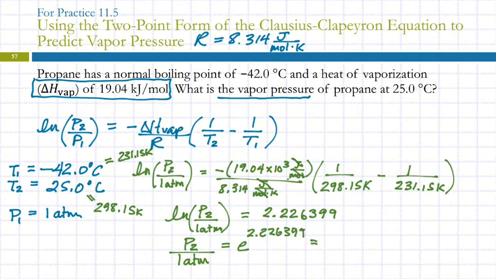E to the x. So this is giving me 9.2664. So now I have P2 over 1 atmosphere is equal to 9.2664. If I multiply both sides by 1 atmosphere, I end up with P2 being equal to 9.2264 atmospheres.